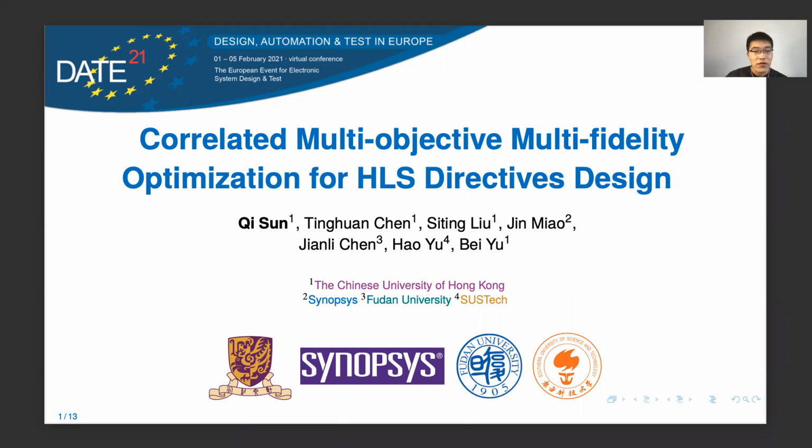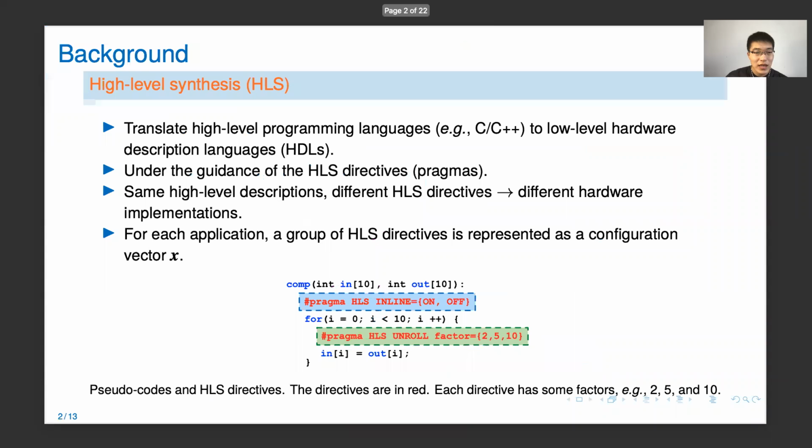In this work, we focus on the optimization of high-level synthesis directives. High-level synthesis is usually abbreviated as HLS. It translates high-level programming languages, for example, C and C++, to low-level hardware description languages, under the guidance of HLS directives. For the same high-level descriptions, if we have different HLS directives, we will achieve different hardware implementations.